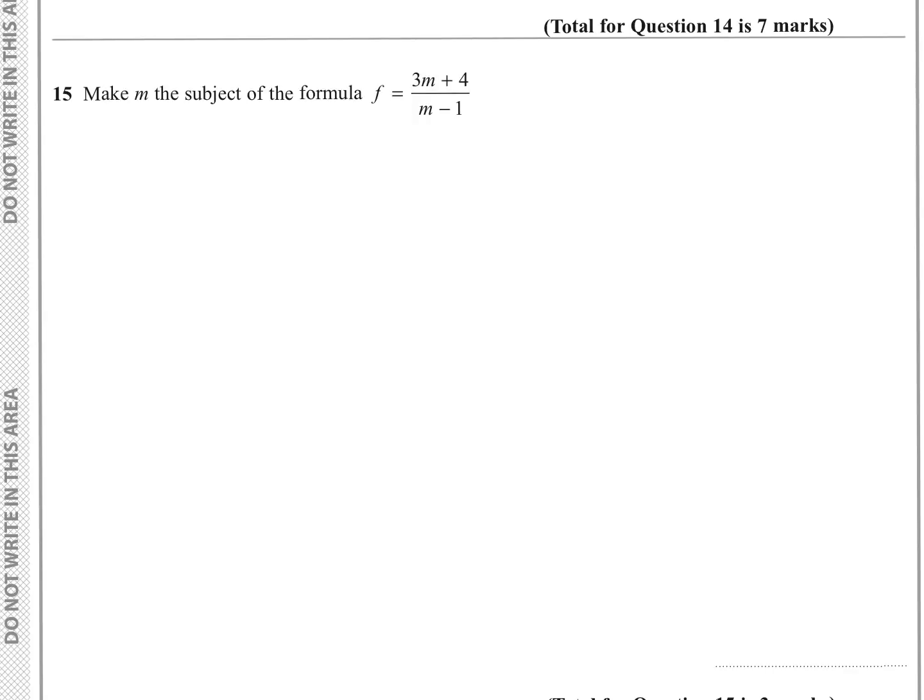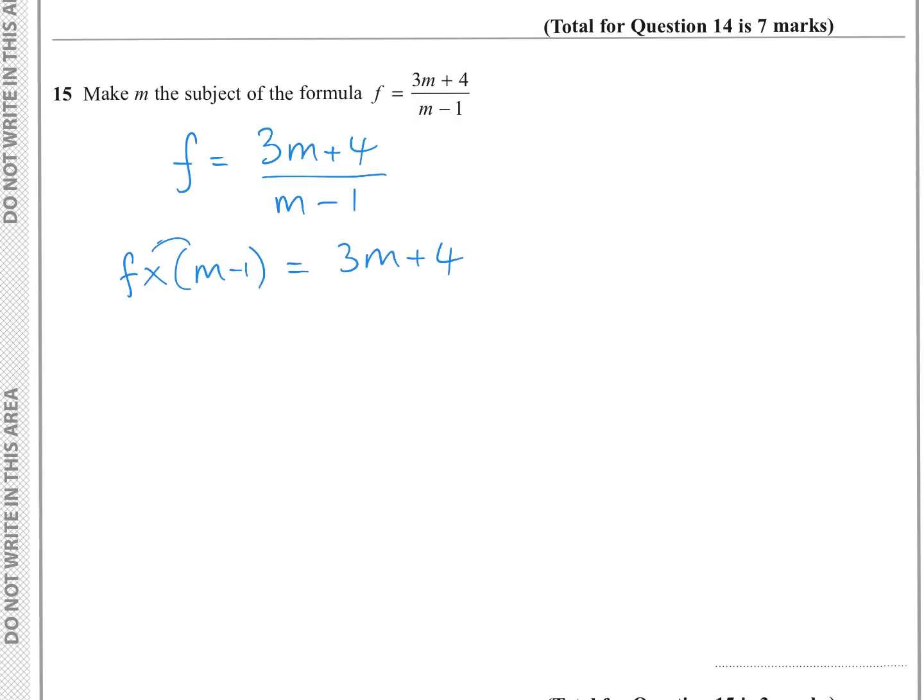Question 15. We need to make m the subject of the formula, and we have f equals 3m plus 4 all divided by m minus 1. Well, the first thing I'm going to do is multiply both sides by m minus 1. Then I'm going to multiply out the bracket.